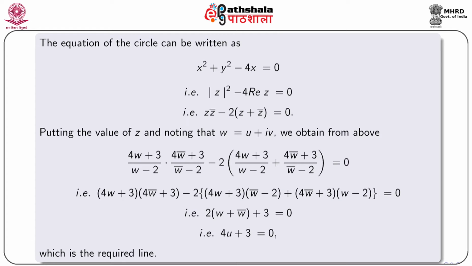So, simplifying, we obtain (4W + 3)(4W̄ + 3) − 2(4W + 3)(W̄ − 2) + 4(W̄ + 3)(W − 2) = 0. That is, 2(W + W̄ + 3) = 0, which gives 4U + 3 = 0, and which is the required line.